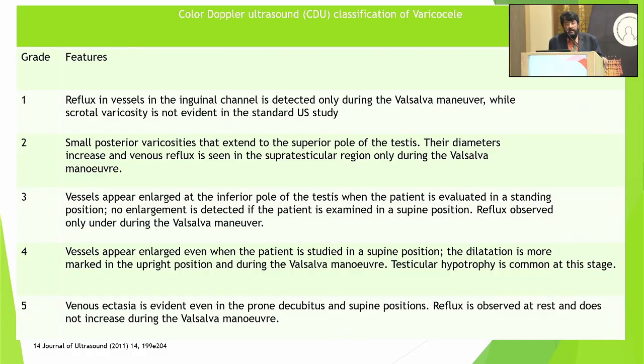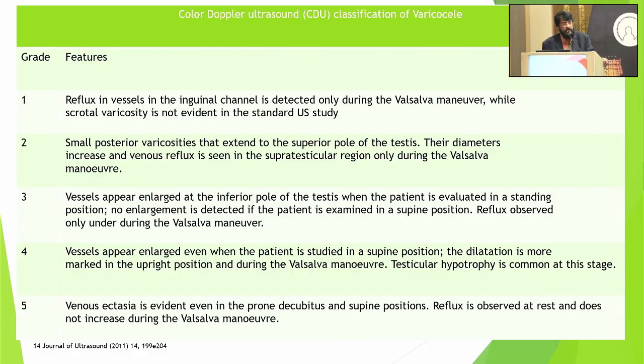Here you have the varicocele observed at the inferior pole of the testis when the patient is evaluated in the standing position, but you don't have it when the patient is examined in the supine position. What is grade 4? You have the vessels appearing enlarged even when the patient is examined in the supine position. What is grade 5? Venous ectasia is evident even in the prone decubitus and supine position.